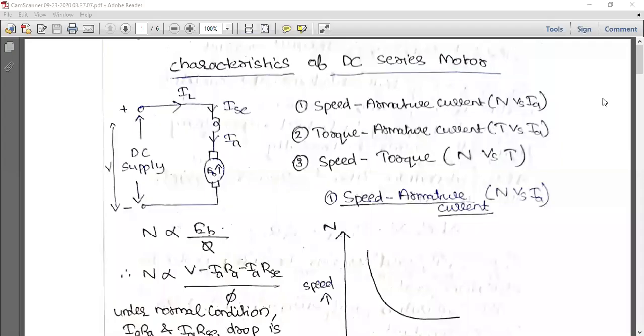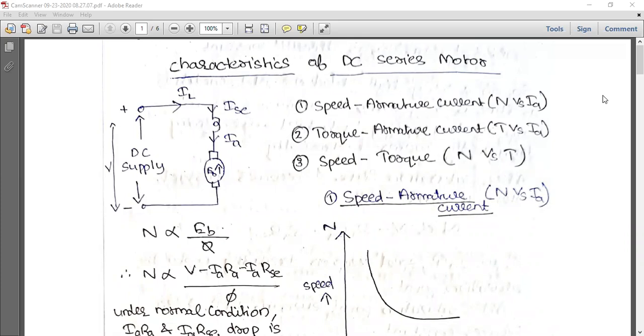Good morning, students. Our topic for today is the characteristics of a DC series motor. Last class we learned the characteristics of the DC shunt motor. If there is anybody who hasn't watched that video, go back and watch it later, because all these topics come as a continuation. You should understand the previous topic also.